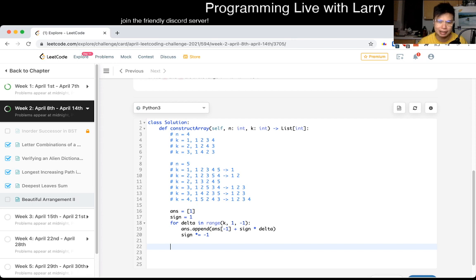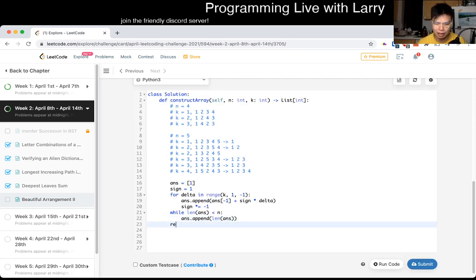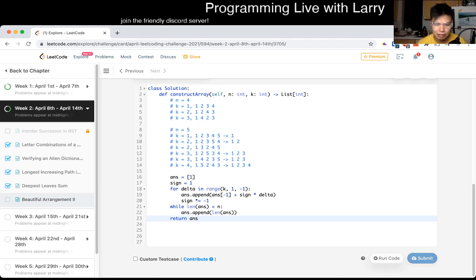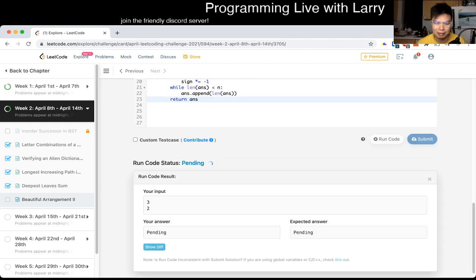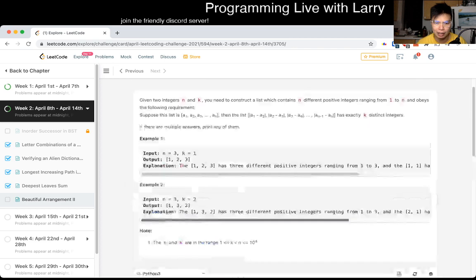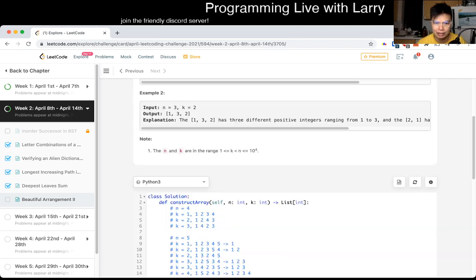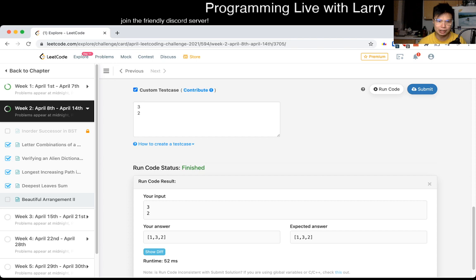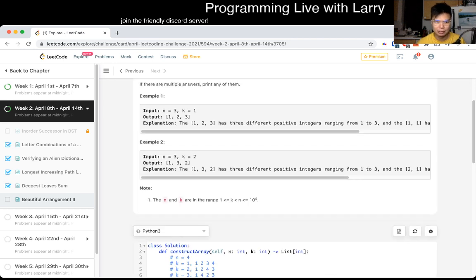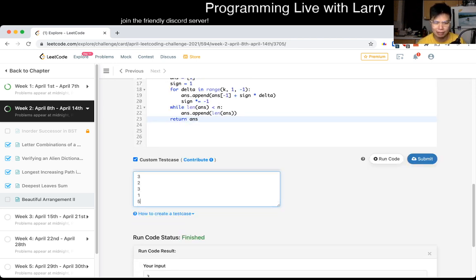And then now we should have the answer, except this is not enough. While the length of ans is less than n, we just append the length of ans. Maybe this is off by 1, but it should be roughly right. Maybe I'm going really fast because I'm explaining at the same time. So yeah, let's also generate a few cases, of course. 3, 1 is one of them. 6 or less, 5, 4, 6, 3.